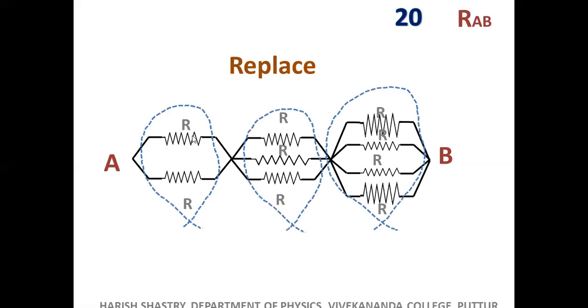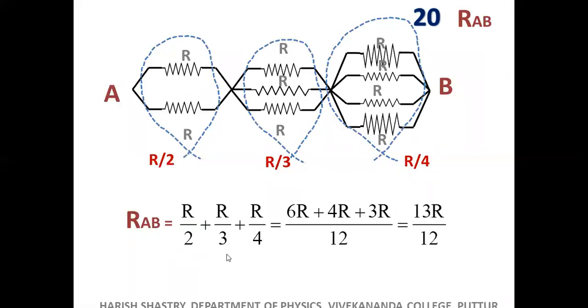So we have R, this one is R by 2, this one is R by 3, this one is R by 4. So replace them. R by 2, R by 3, and R by 4. Then add them because all are in series. So R by 2 plus R by 3 plus R by 4. So what is the answer? 12 can be made common: 6 times 6R, 3, 4 times 4R, 4, 3 times 3R. This is 13R, 13R by 12. That is the equivalent resistance. R by 2 plus R by 3 plus R by 4, 13R by 12 from A to B.